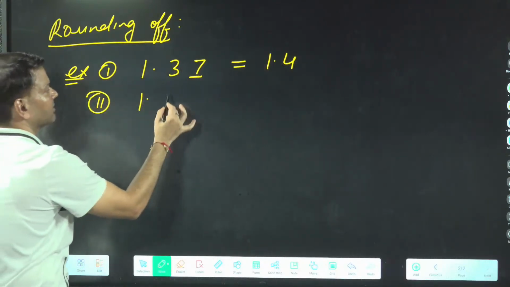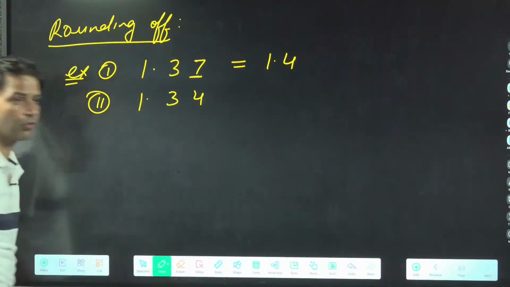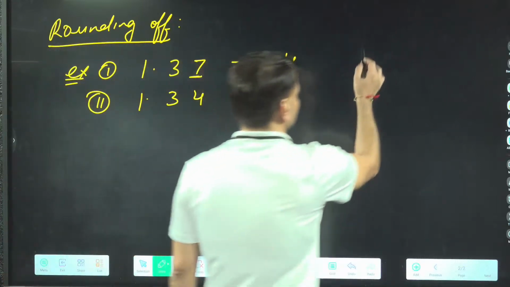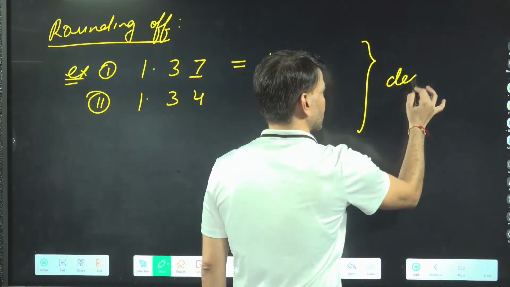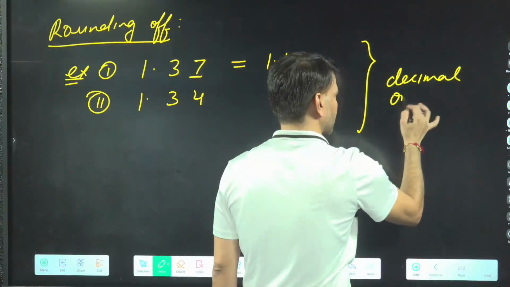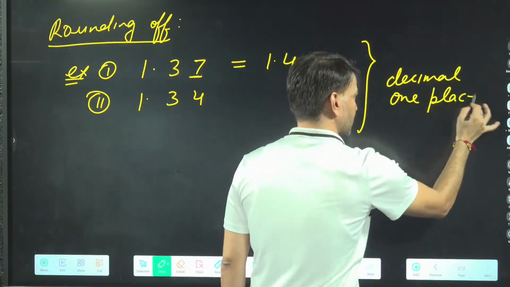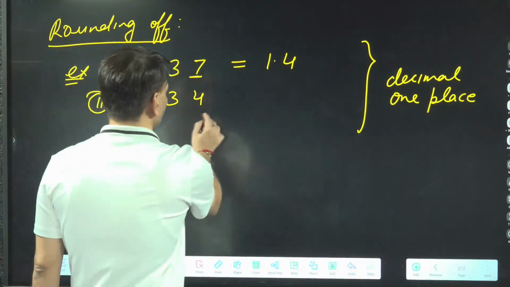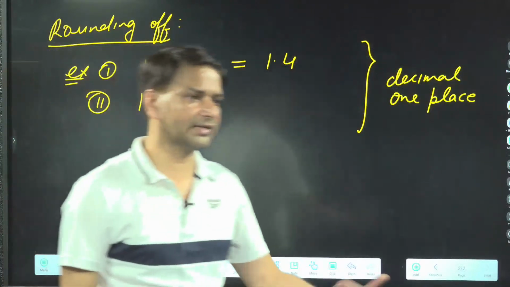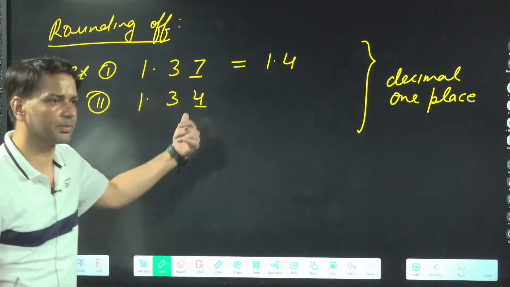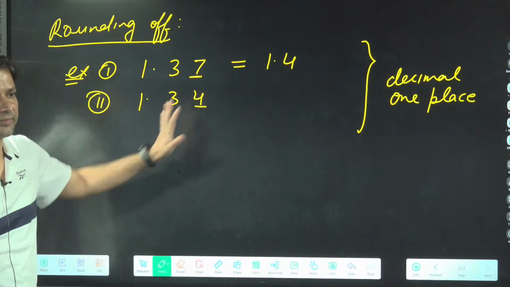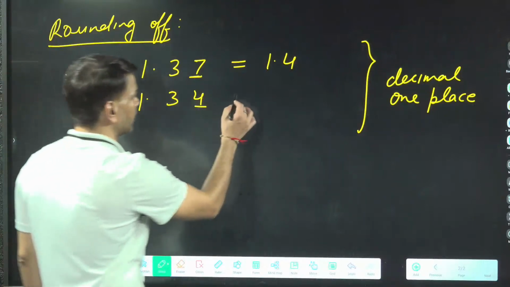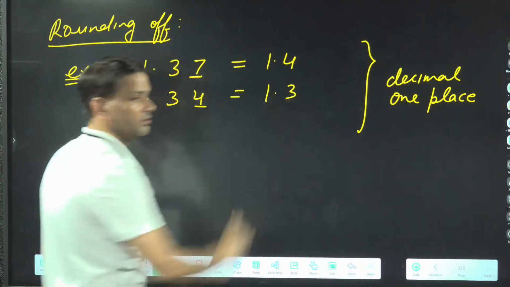Second example, 1.34. Suppose I am giving 1.34, and I want to round off up to the decimal one place. Now here I have to remove the 4. So 4 is less than 5, so the preceding digit will remain unchanged. If the digit that you have to remove is less than 5, the preceding will be unchanged. So what will you write? 1.3.